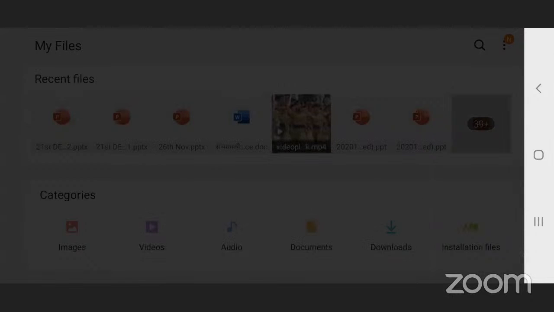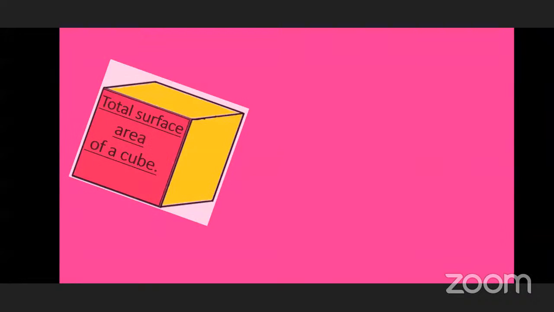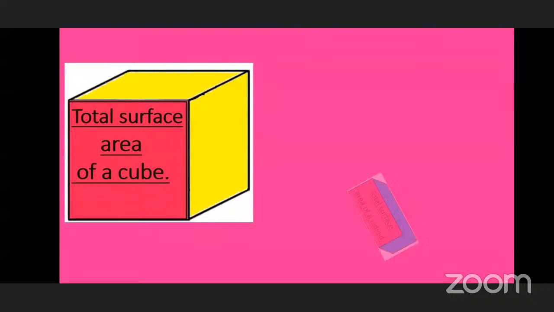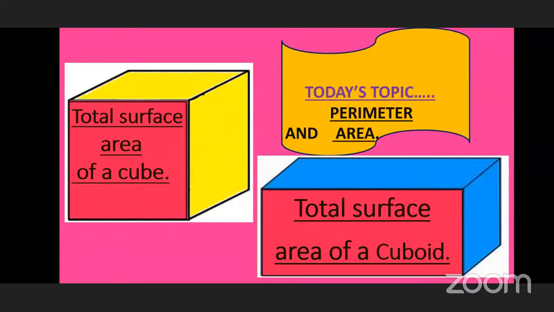Just observe and try to understand what we are learning. There are some new formulas that we are going to learn in today's topic. So children, the name of our today's topic is total surface area of a cube and total surface area of a cuboid, under area and perimeter.